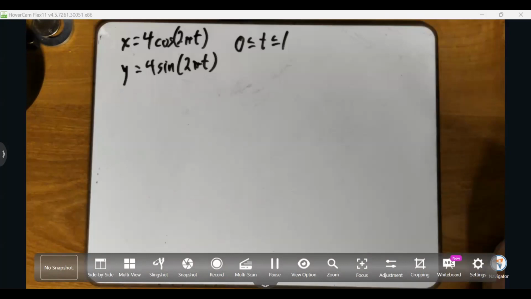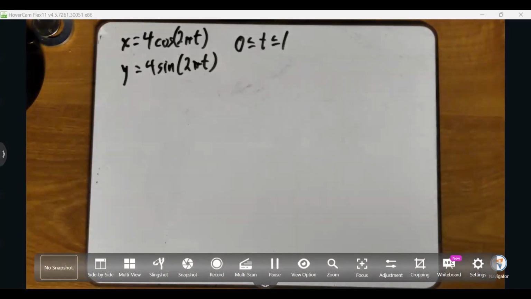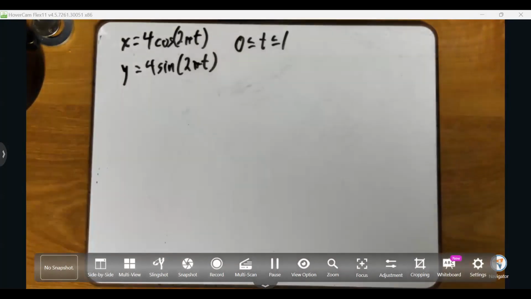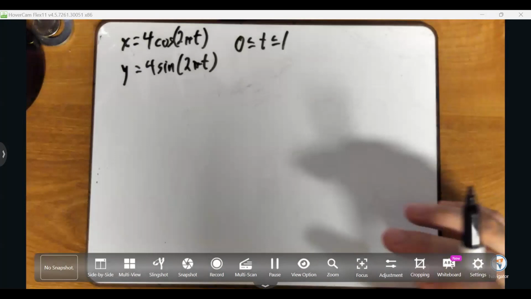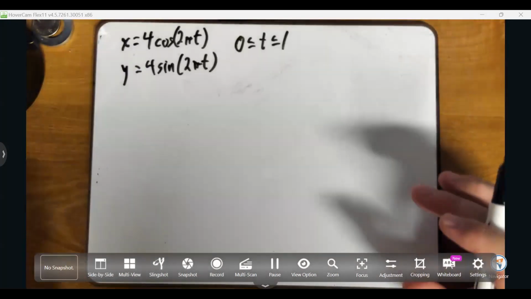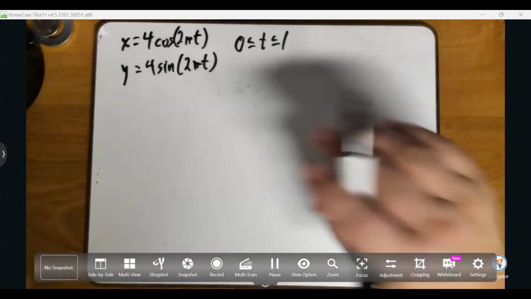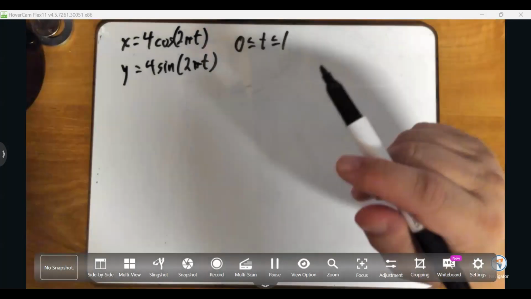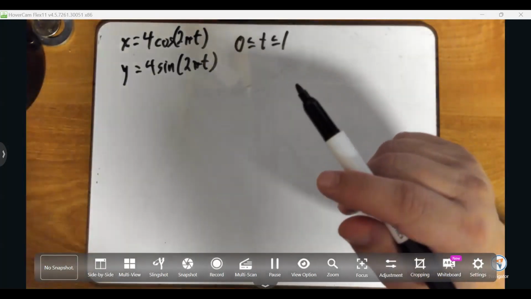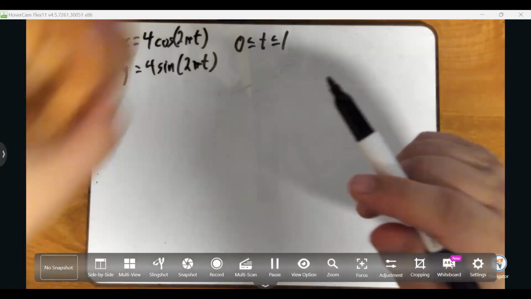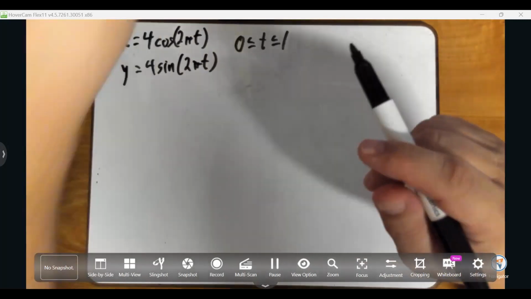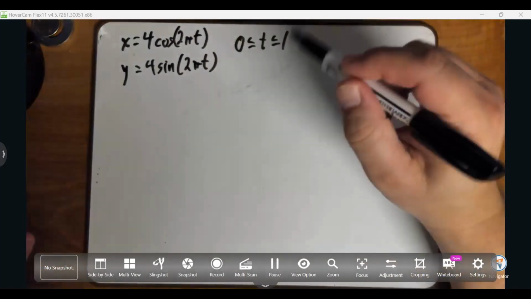Now let's look at another example, and we can see how eliminating the parameter, even though we might not be able to put it into a y equals f of x form, we might be able to employ the same method to try and get an idea of what the curve would look like.